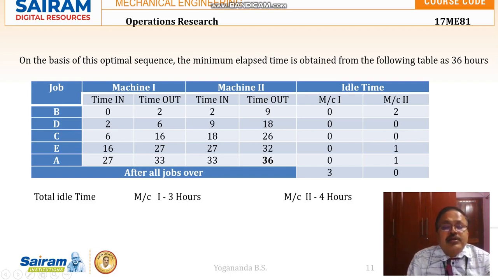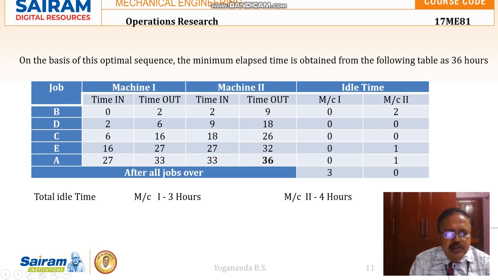Likewise, the table will be getting completed. So here we are getting 36 hours. For job E, machine 2 has an idle time of 1, because the machine is made free on the 26th hour itself, but job E gets completed on the 27th hour. So it enters machine 2 on the 27th hour.